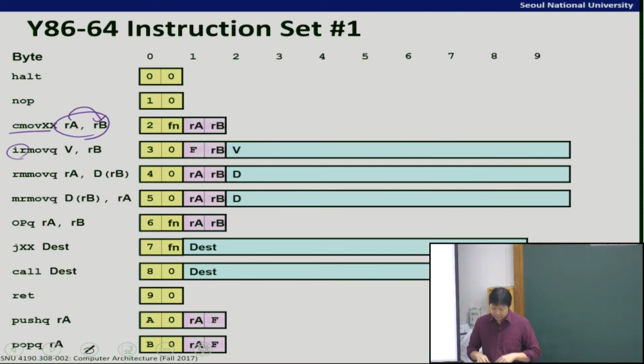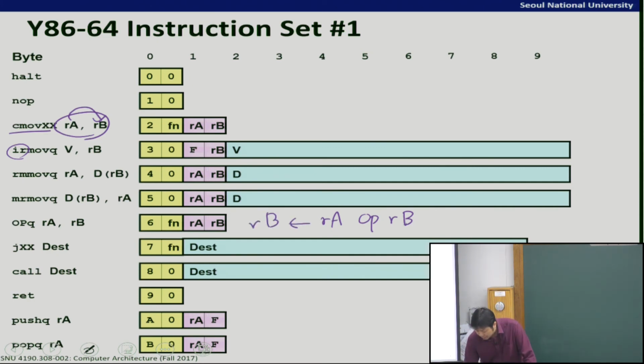The second move is IR. I'm going to explain one by one more later, but IR move is an immediate value: copy an immediate value to a register. RM move copies a register value to memory. RM is register to memory, and MR is memory to register. And OPQ is something like add, sub, and, all these things, right? So it's basically arithmetic operations. It takes two registers as input, and what it does is it calculates the value of RA, some operation RB, and stores the result back to RB.